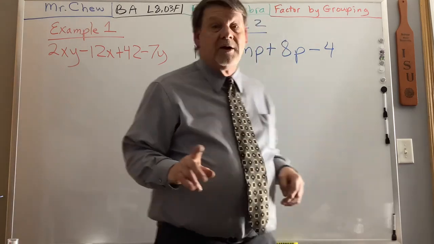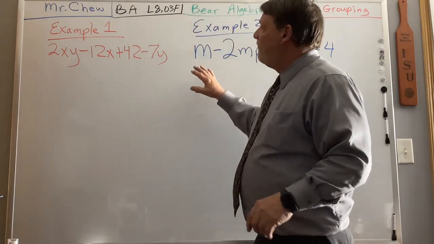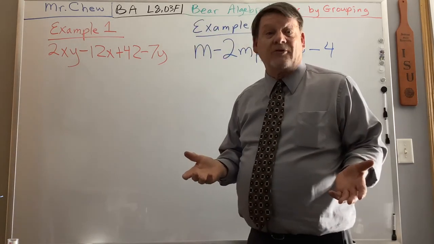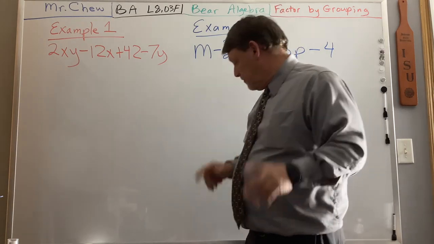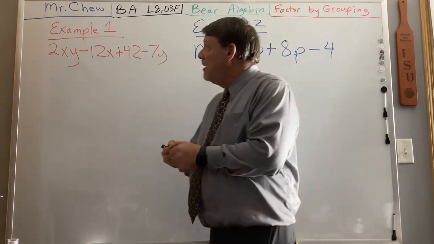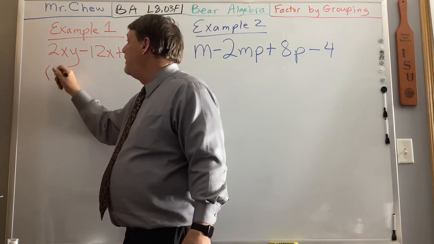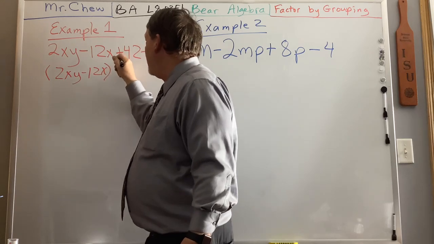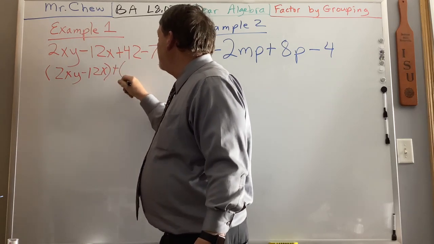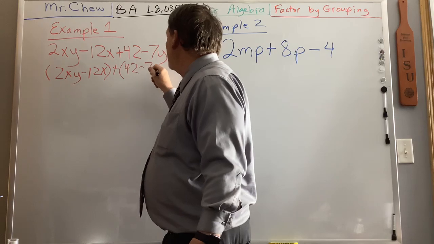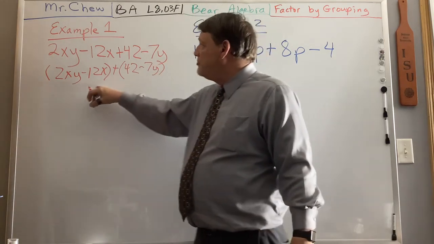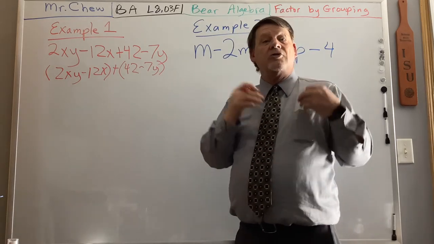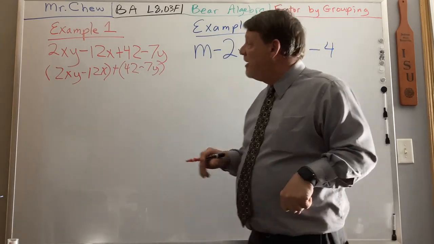So once we're looking at example 1, factor by grouping, you're going to group the first two and the second two and see if you can factor out a greatest common factor. So in this case, I group my 2xy minus 12x, and then I put my plus sign here, and then I group my 42 minus 7y together. Now I need to find a GCF of these two, and I have other videos on how to find GCFs.